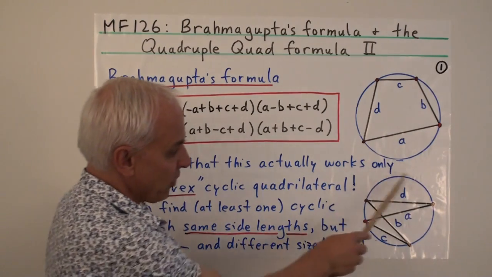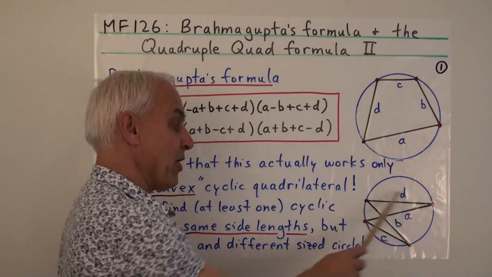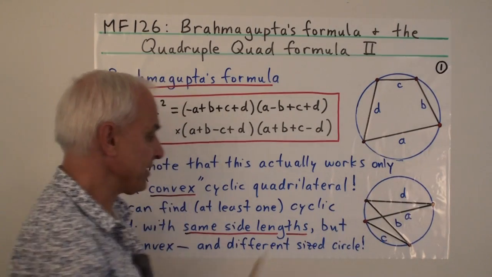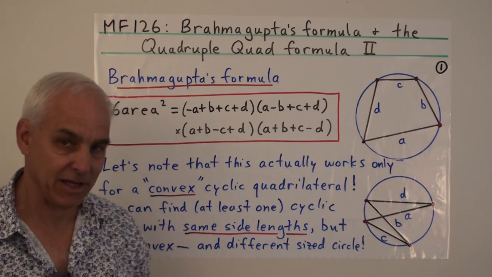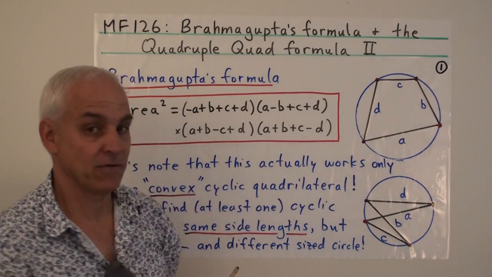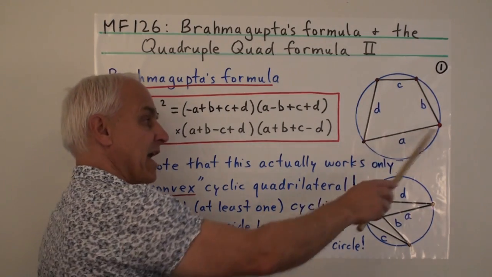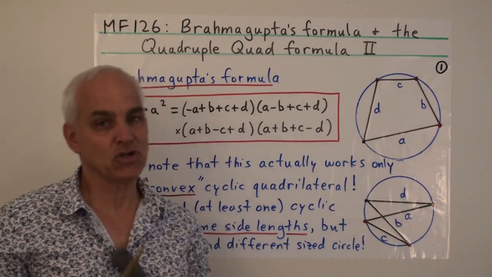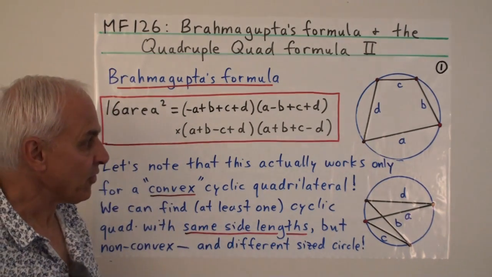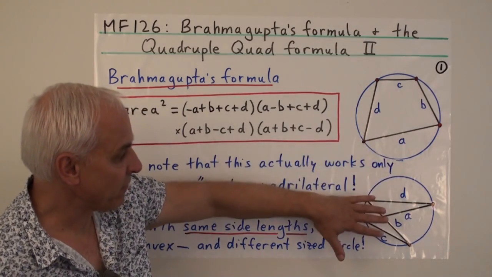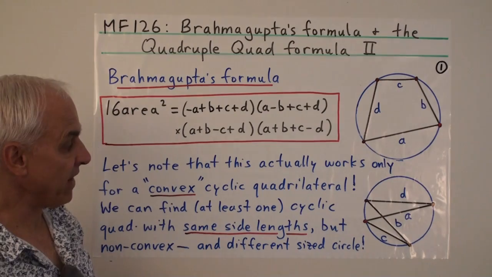This would be an example of a quadrilateral which is also cyclic. It has 4 vertices lying on a circle, but it's not convex. So Brahmagupta's formula, even though I think he perhaps didn't say it explicitly, works for the convex kind of cyclic quadrilateral. The 4 edge lengths A, B, C, and D don't determine the cyclic quadrilateral uniquely.